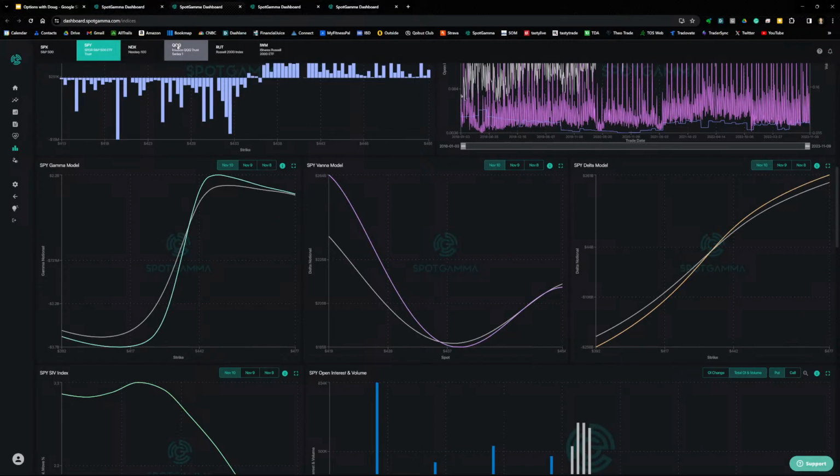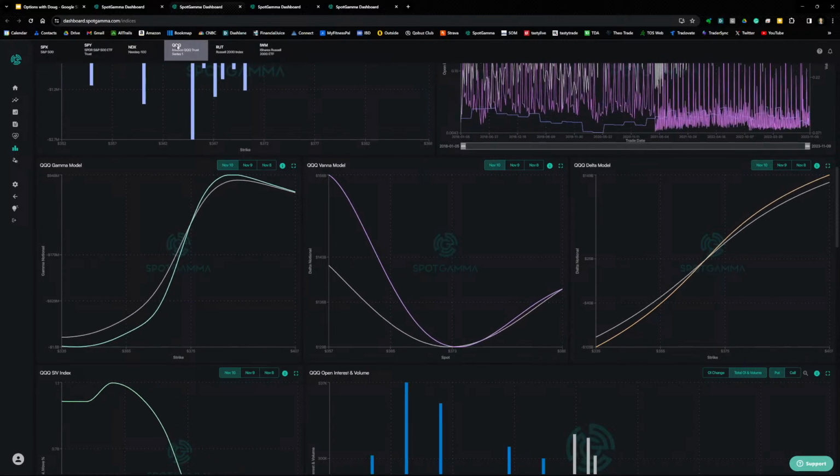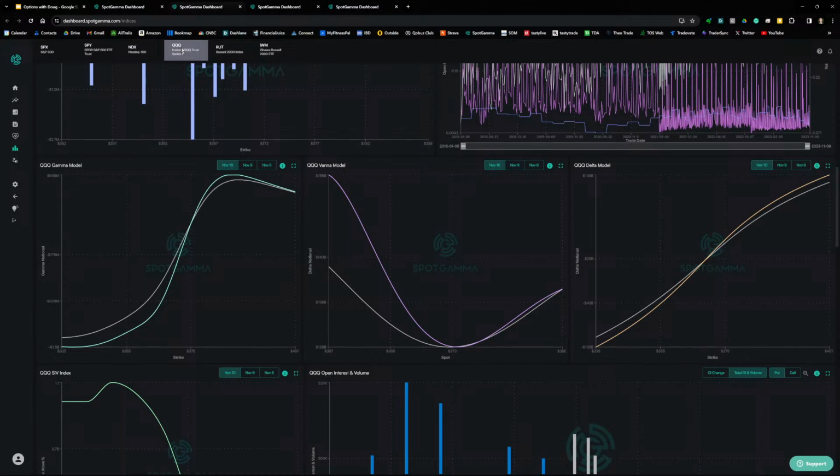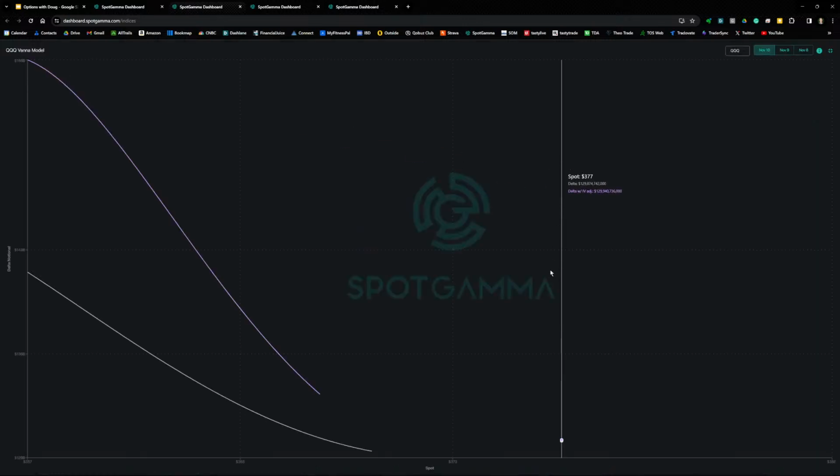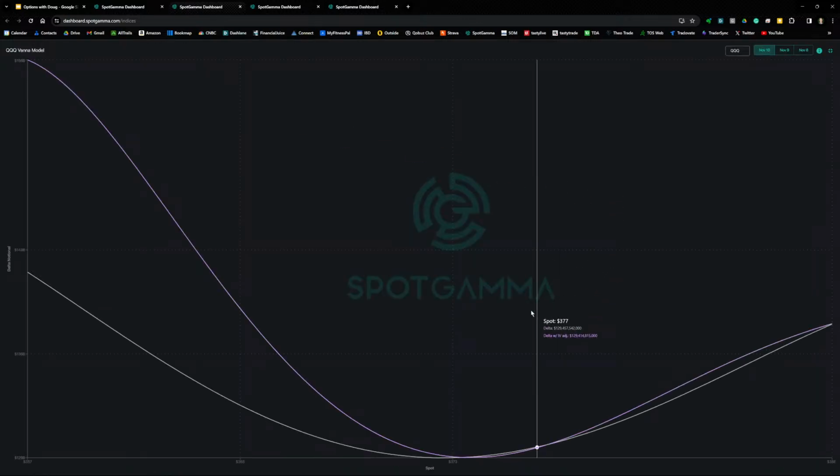And let's check QQQ. QQQ, the low of the morning, right around 371.50. And QQQ currently trading right around 377. So definitely on this positive gamma portion of the Vanna model, indicating if price continues to increase, market makers will need to sell NQ futures to hedge their delta exposure.